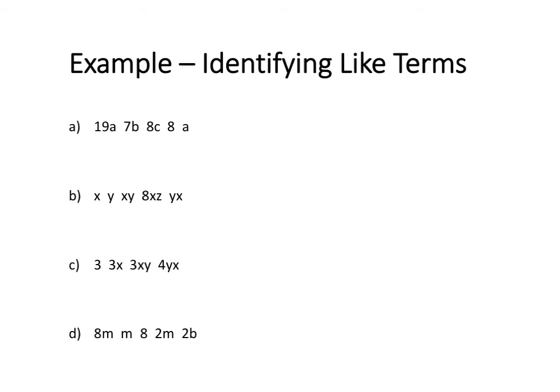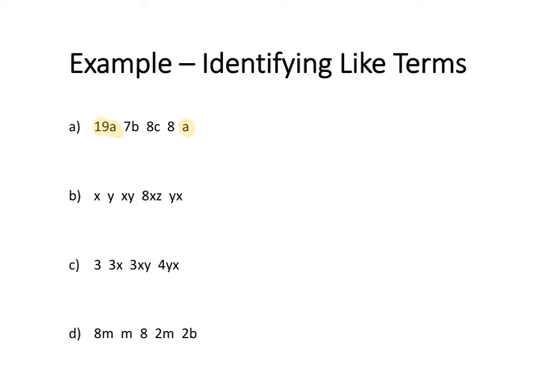So let's have a look at some examples where we have to identify the like terms. In A, I've got a 19A, a 7B, 8C, 8, and A. The two that will be like terms will be the 19A and the A, because they contain the same variable.